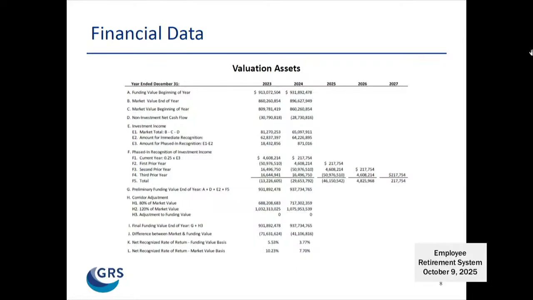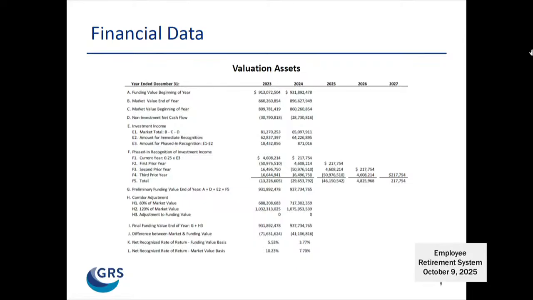If you look at line E1, the number is $65.1 million. That was, for actuarial purposes, your investment income for the year. Based on your prior year funding value of assets and your assumed rate of return of 7%, we assumed that the fund is going to earn $64.2 million. That's the number in line E2, for a difference of $871,000. That $871,000 is not recognized immediately, but it's phased in over a period of 4 years.